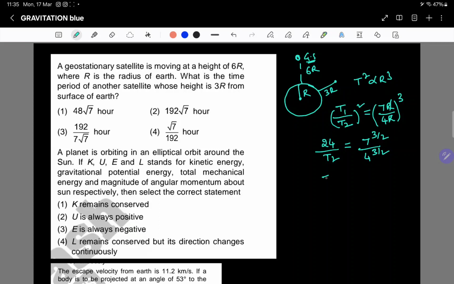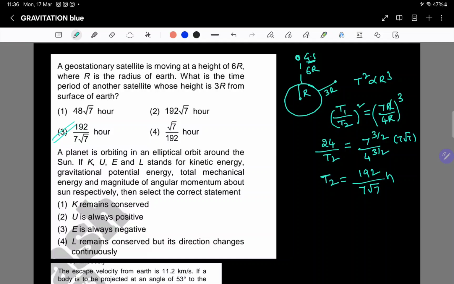So now from here, T2 equals 8 into 24, which is 192, by 7 power 3 by 2, you can write 7 root 7. Any doubt? 7 power 1 times 7 power 1 by 2, 1 plus 1 by 2 is 3 by 2. So 7 root 7. So the time period T2 equals 192 by 7 root 7 hours. So it is given in the third option, students.